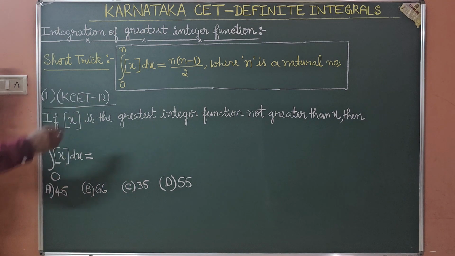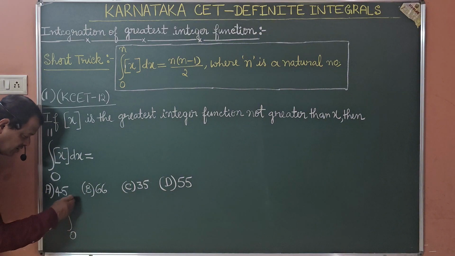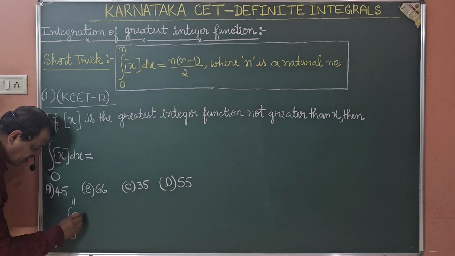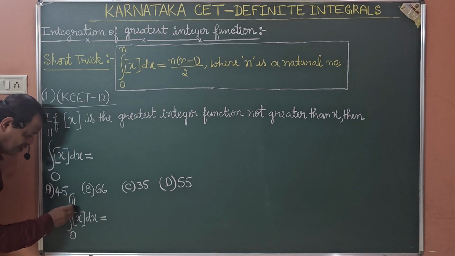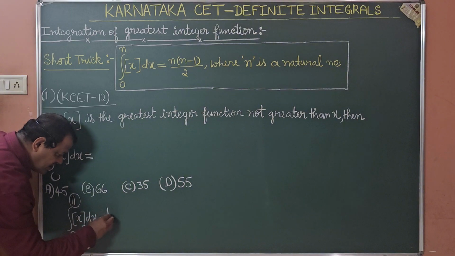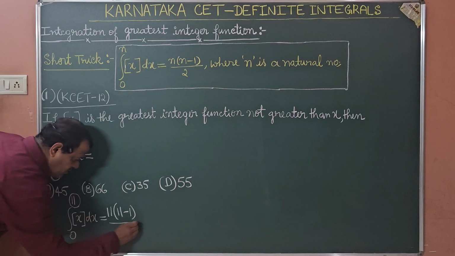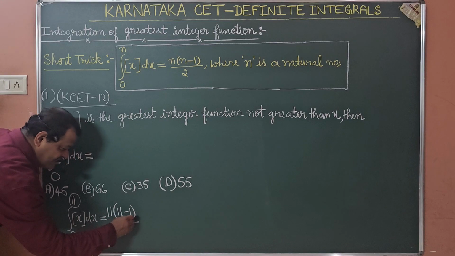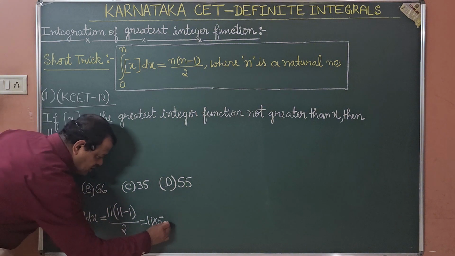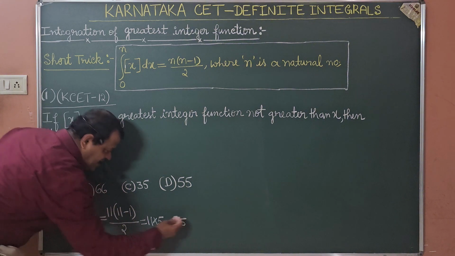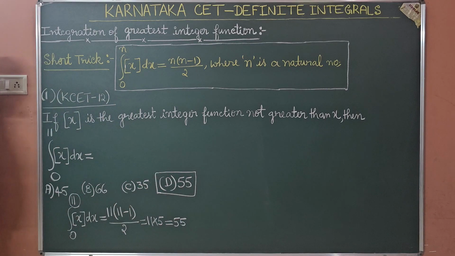Okay, I assume you have completed. Now just listen here. It is the integration from 0 to 11 of the greatest integer function of x dx, and the value of n is 11. So our n value 11 into 11 minus 1 divided by 2. So 11 minus 1 is 10, so 11 into 10 by 2 is 55. So the answer is 55. Therefore option D is correct for this question.